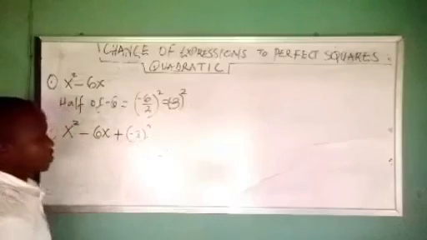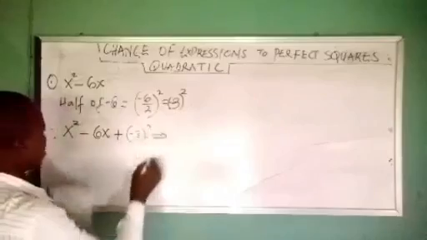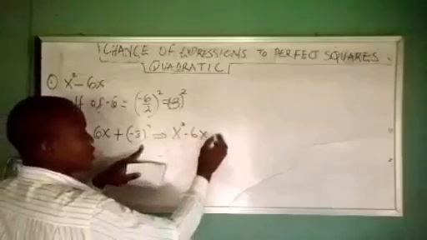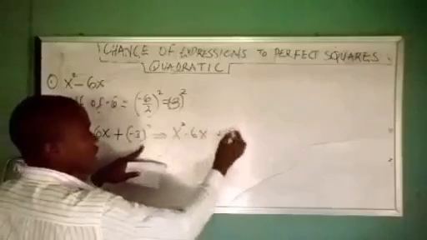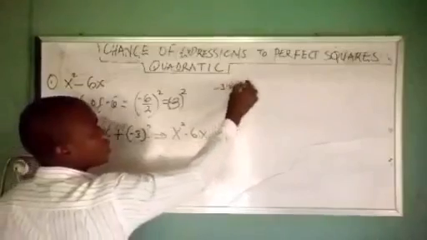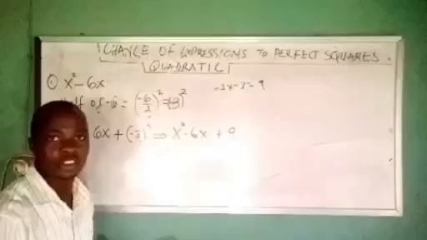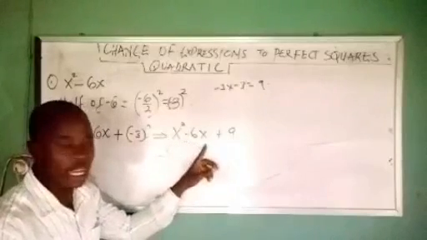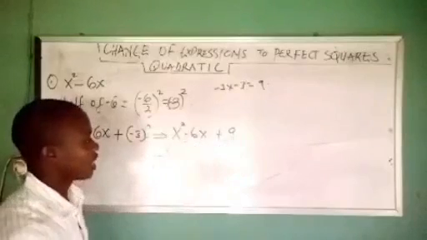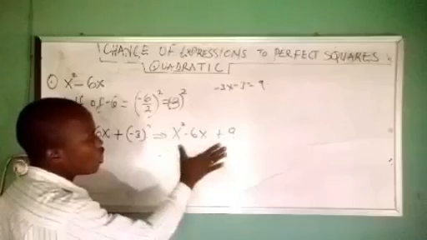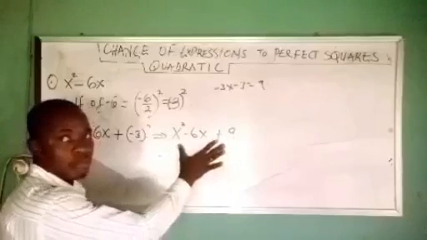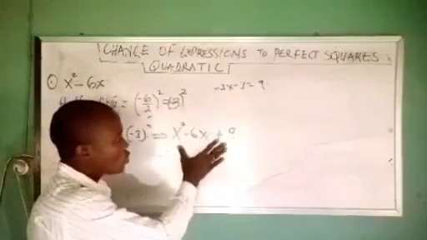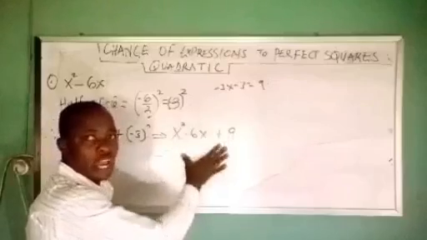So now look at this. If you want to complete this, it will be x squared minus 6x plus 9, because minus 3 times minus 3 will give us 9. Are you getting what I'm saying now? So this is x squared minus 6x plus 9. We have already made this expression complete. As it is now, it is called a perfect square quadratic.